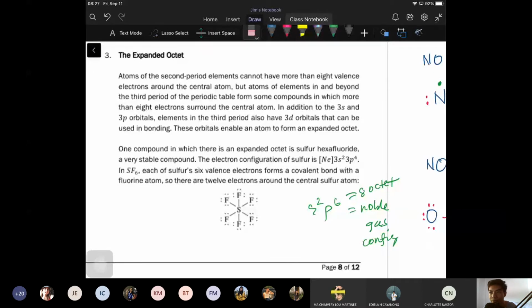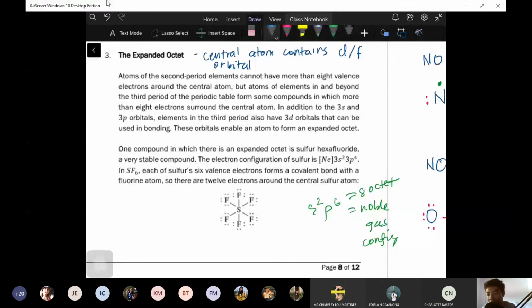So, if your molecule, your atom, the central atom, sulat ko dito. If your central atom contains d or f orbital, that means it can follow the expanded octet, no? So, pwede siyang lumagpas dyan, no? So, ganun. So, sir, paano namin malalaman kapag may d and f orbital na yan? Just look at your periodic table.